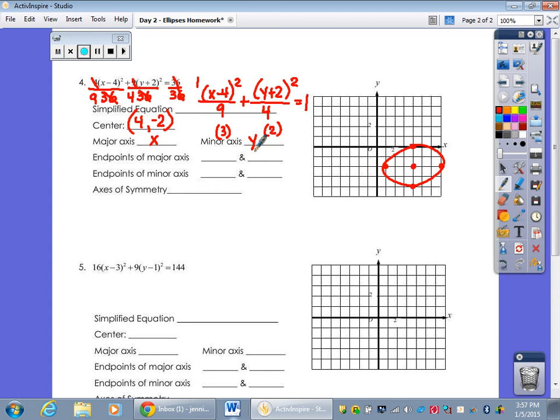So our major axis is going to be the x and our minor axis is going to be the y. Major axis endpoints are at 1, negative 2, and at 7, negative 2. And then your minor axis endpoints are at 4, 0, and 4, negative 4. Axes of symmetry, remember, it's the coordinates of your center. So x equals 4, and y equals negative 2.